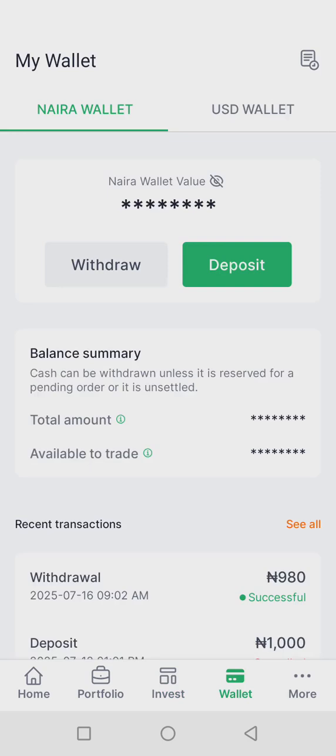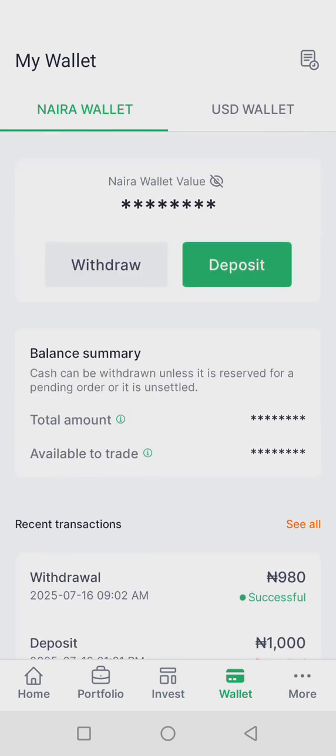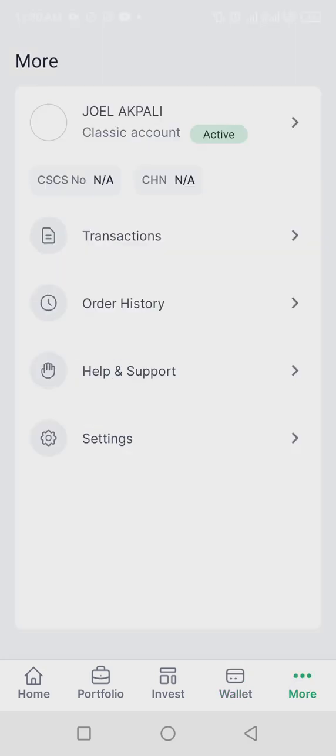Now this is your wallet. Every financial transaction or financial history should appear here, just as you have your bank. So you have your Naira wallet, you have your USD wallet. If you want to deposit in dollar, is that okay? Now you have more. This is just your personal information. So basically, that's all about the Affrienvestor app.